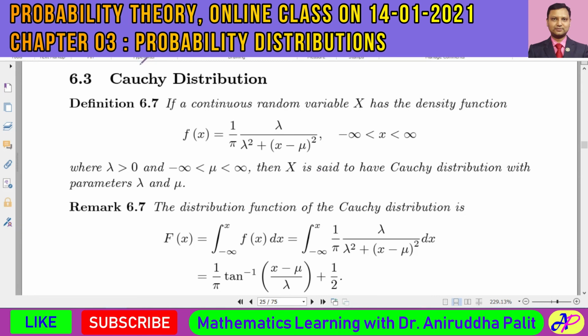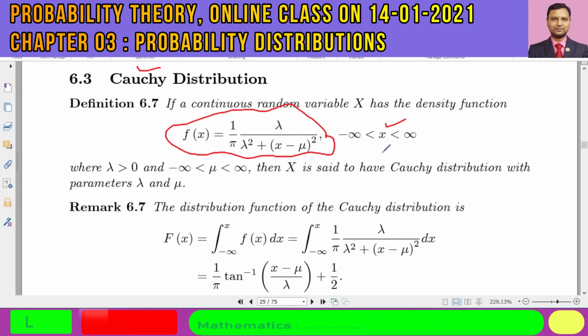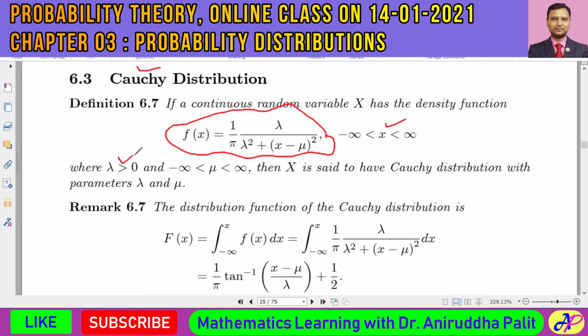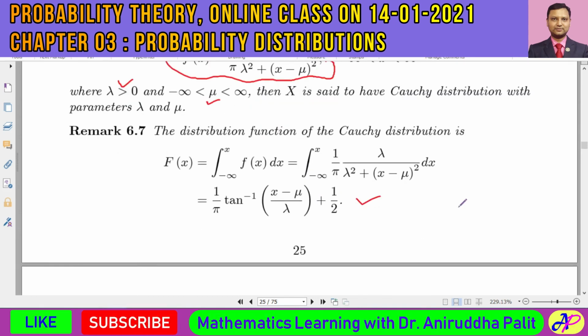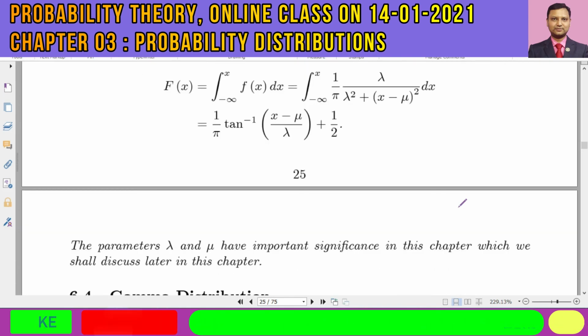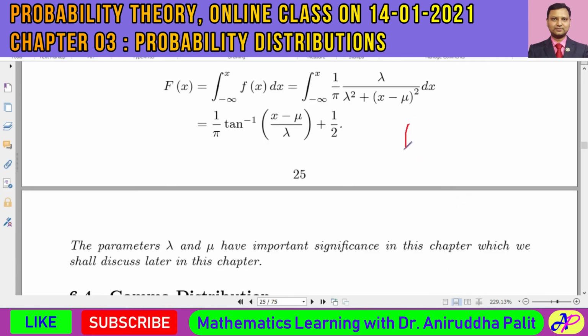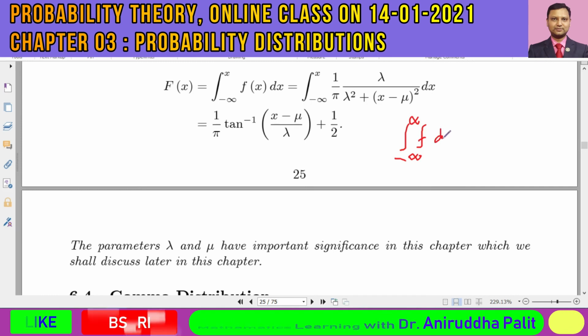The next distribution is the Cauchy distribution. The spectrum is minus infinity to plus infinity, and this is the density function of the Cauchy distribution. The parameters are lambda and mu, where lambda should be strictly greater than 0, and mu may be any number between minus infinity and plus infinity. You can check that the integral from minus infinity to plus infinity of f(x) dx is equal to 1. I'm leaving this checking for you.